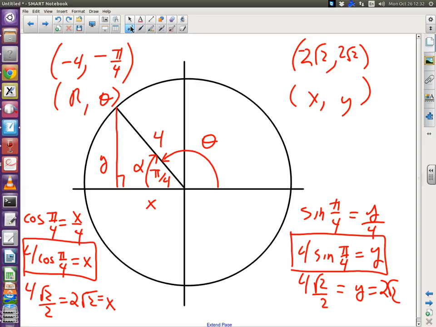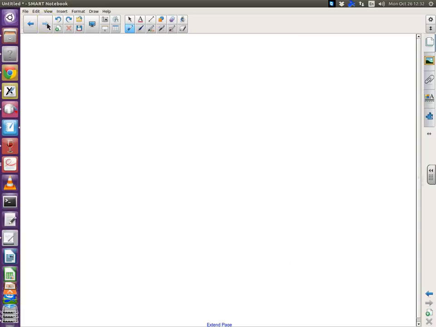All right, how about we go backwards? Can you convert from x and y to r theta? What if I gave you 2, negative 2 as x and y, and I want to convert that to r and theta. Okay, so fill in the blanks. Alrighty. So what quadrant are we in now? Now this is Cartesian, so quadrant 4 clearly.